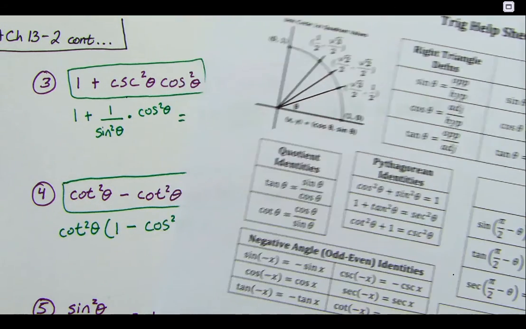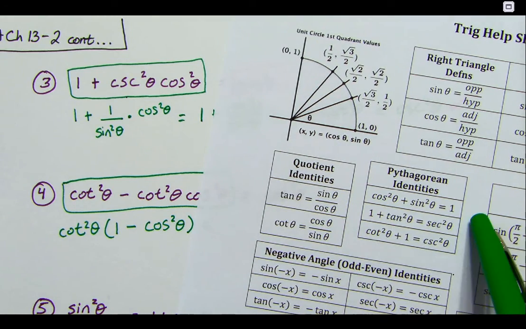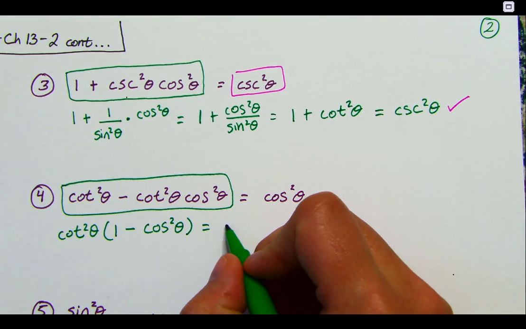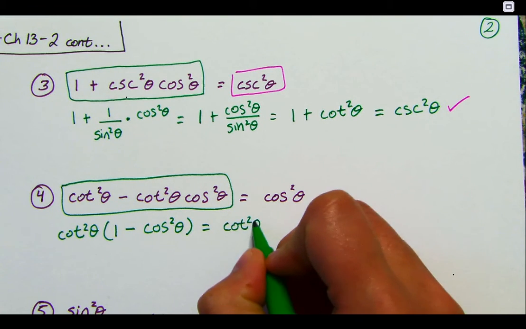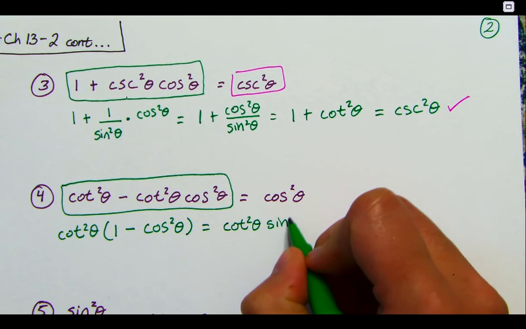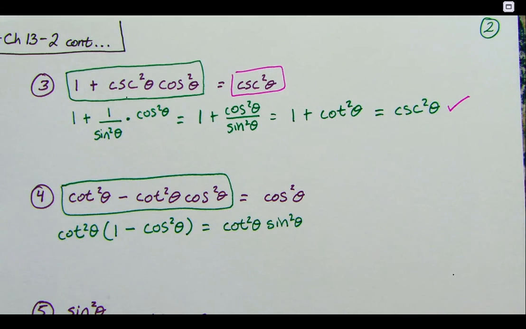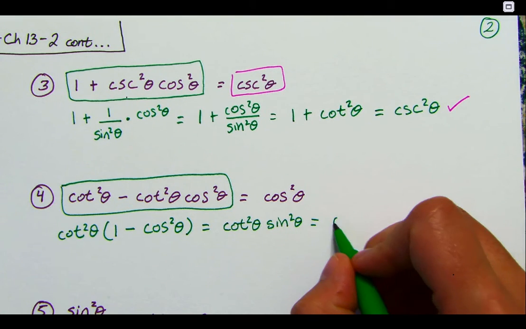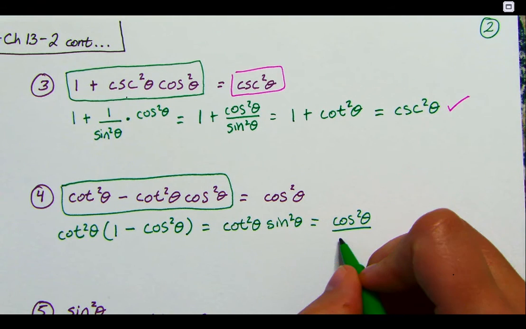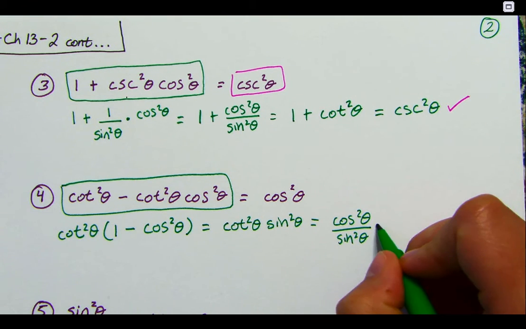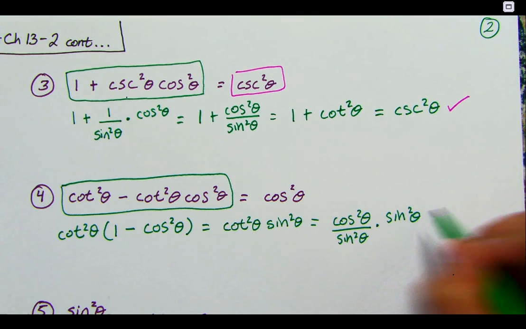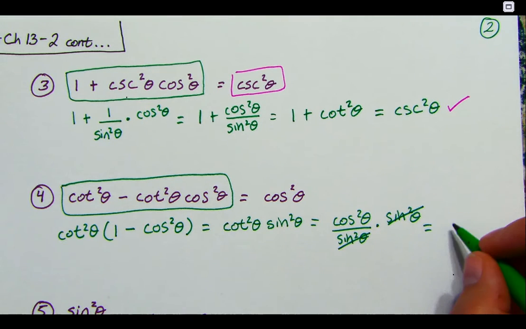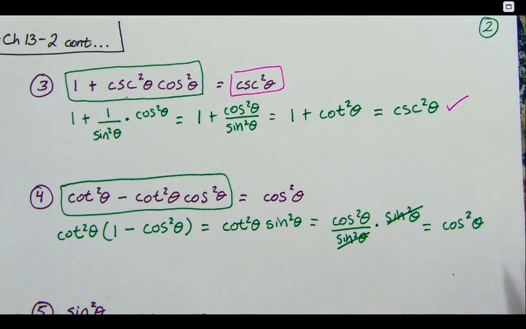So that top one, if we subtract cosine squared over, we would be left with sine squared. So I'm going to replace that next. So this will be cotangent squared theta times sine squared theta. And then I'm going to use the quotient rule to rewrite cotangent. So this will be cosine squared theta over sine squared theta, and then times sine squared theta, which means that these two are going to cancel each other out. And I am left with cosine squared theta.